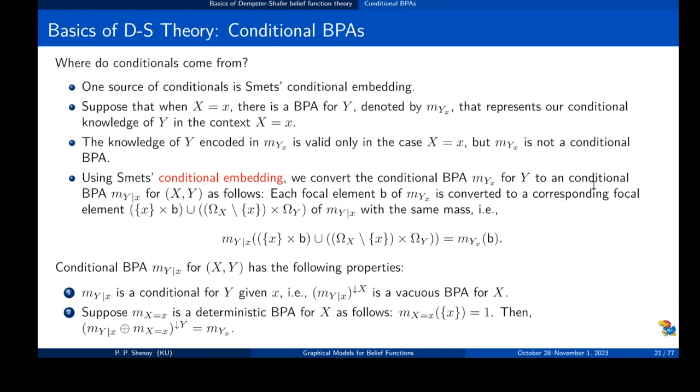And the second thing is, if I take this conditional and combine it with MX equal to X. So MX equal to X is a deterministic BPA where I know X is equal to 1. X equal to X has mass 1. Then if I combine this with this and then find the marginal, I will get back what I started from. So this conditional, I add the knowledge that x is equal to x. So I get something on x and y. I then find the marginal for y. I get back where I started from. So basically, it does what we wanted to do.